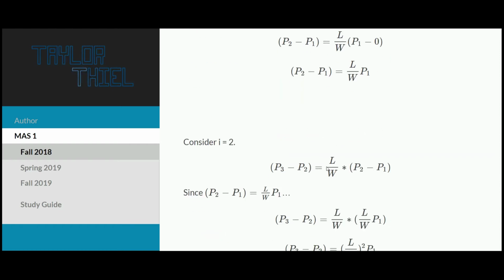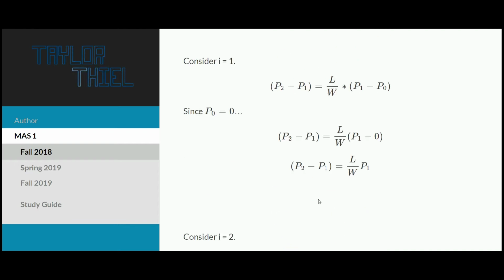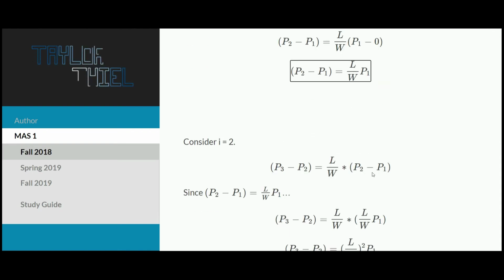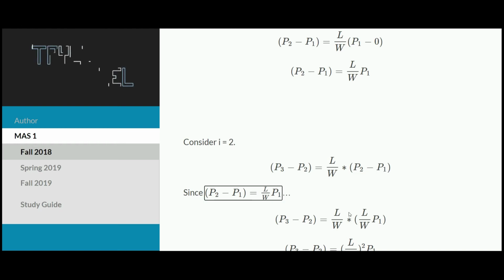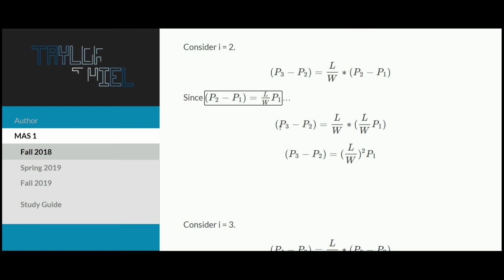Now what we can do is just move 1 up, so now we'll consider I equals 2. We get something similar, and what we can then do is say, hey, this looks familiar, this 2 minus 1. I actually have seen that before in this equation. So when we plugged in I equals 1, we know that this left side equals L over W times P1. And so we can actually just sub that in to this result here. So we're subbing in for this L over W times P1. And what we end up getting is P3 minus P2 is the exact same quantity, just multiplied by an additional L over W. So it's the same thing, but now it's squared instead of to the first power.